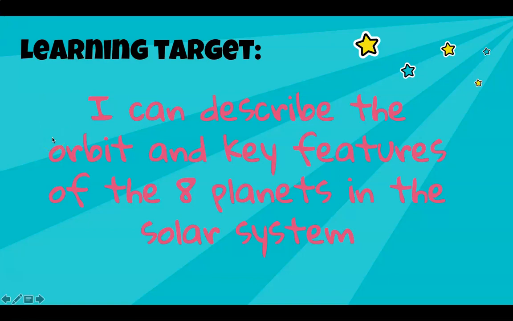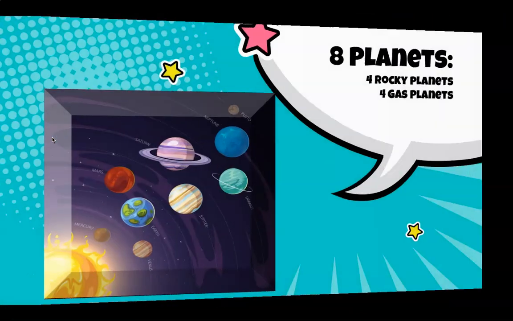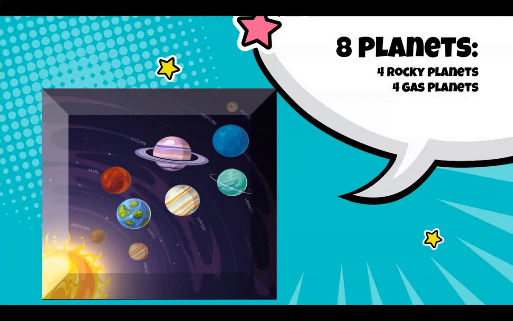First we'll get to the orbits and the key features in a few minutes, but the 8 planets in the solar system, I hope by now you're a little familiar with those. We have 4 rocky planets: Mercury, Venus, Earth, and Mars. And then an asteroid belt. And then after that, we have our gas giants, which are Jupiter, Saturn, Uranus, and Neptune. And then we have some dwarf planets, Pluto, as well. And those are the ones we're going to be talking about.